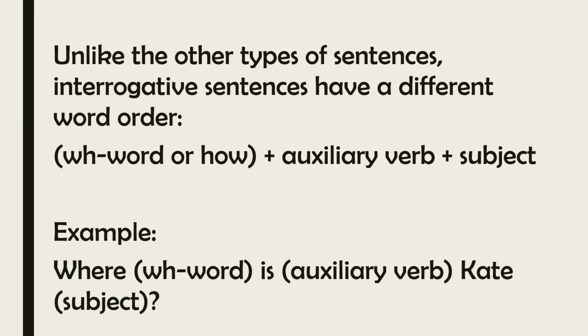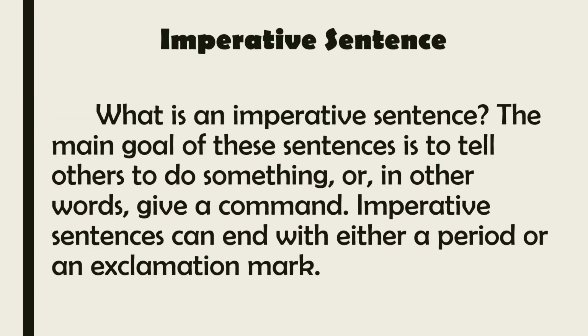Example: where is Kate? In this example, where is the WH word, is is the auxiliary verb, and Kate is the subject. So let us proceed to the imperative sentence. What is an imperative sentence?